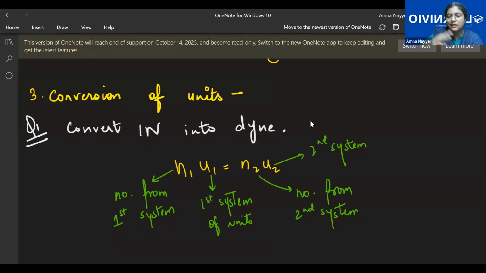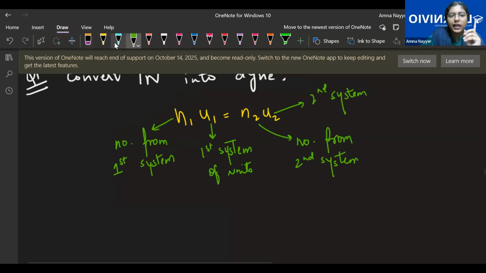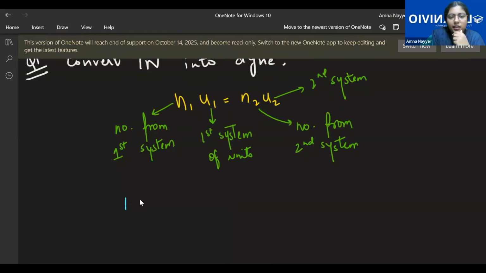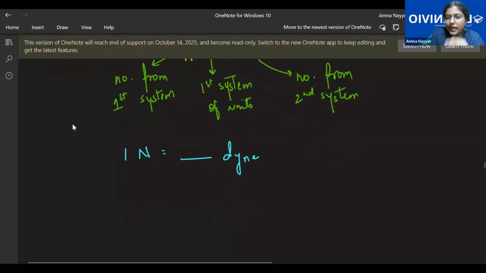Now, what is this system? You have the SI unit, you have the CGS unit. So one system will be the SI, and the other system will be the CGS unit. That's how you have to solve this. It's very easy. N1 means the number, like 1 Newton into dyne. So you can write this as 1 Newton is equal to dash dyne. You have to find out how much dyne it is. This is the SI system.